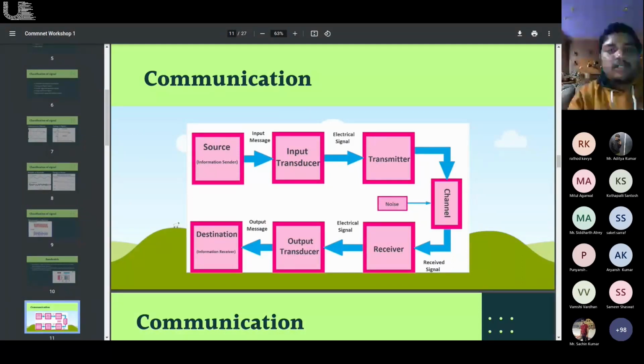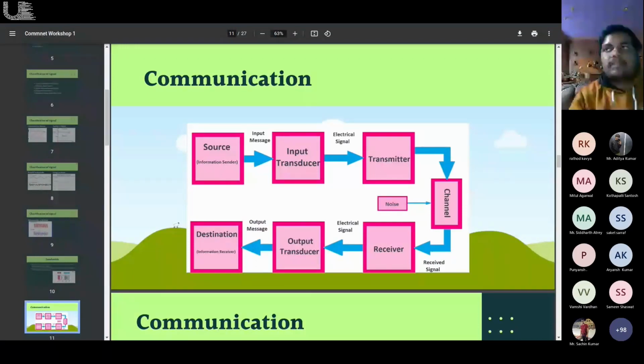The source is where the signal is being produced. Right now I am the source. From me the signal is being transmitted. My speech is the source. Next we have an input transducer. Does anyone know about transducers? If you know, you can tell.